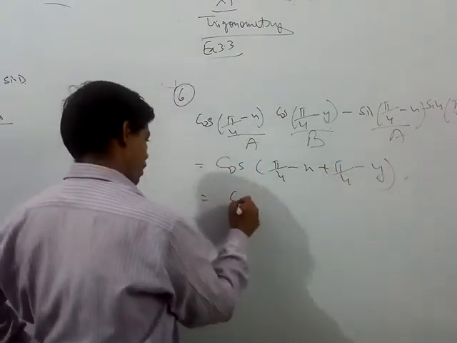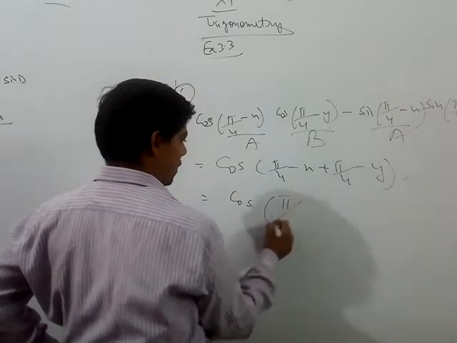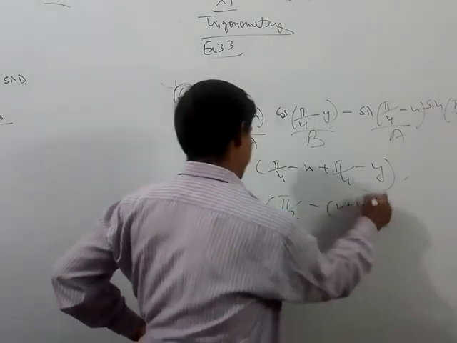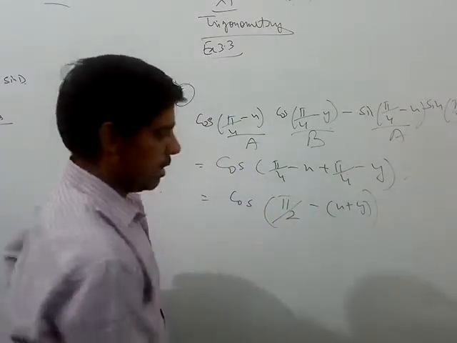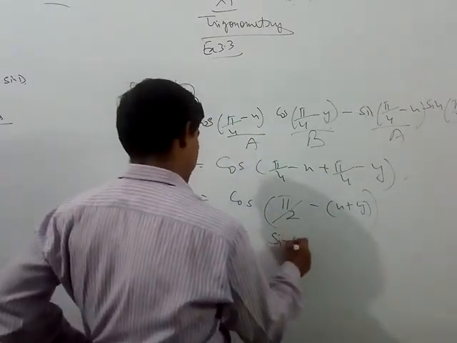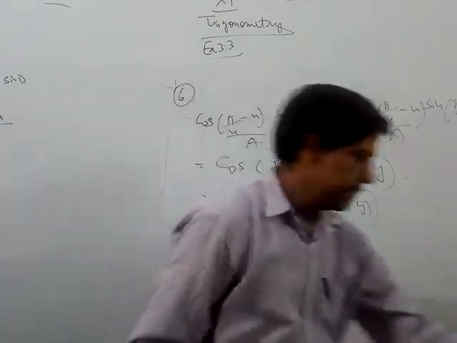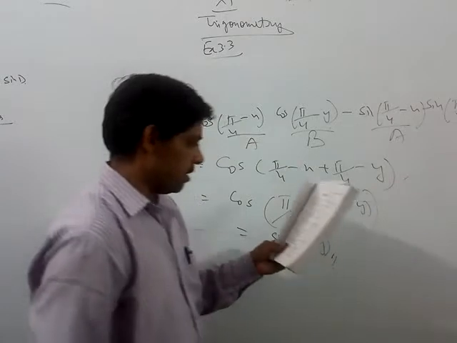So this is equal to cos of pi by 4 plus pi by 4, which is pi by 2, minus, taking common, x plus y. Cos of 90 minus theta is sin theta. So this is sin(x plus y). Hence proved. So we have done this question.